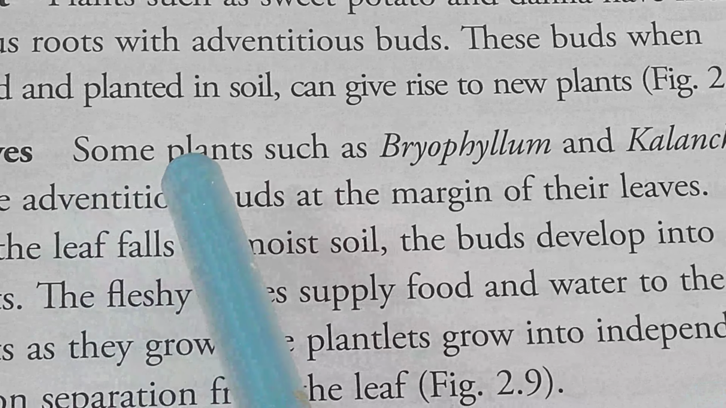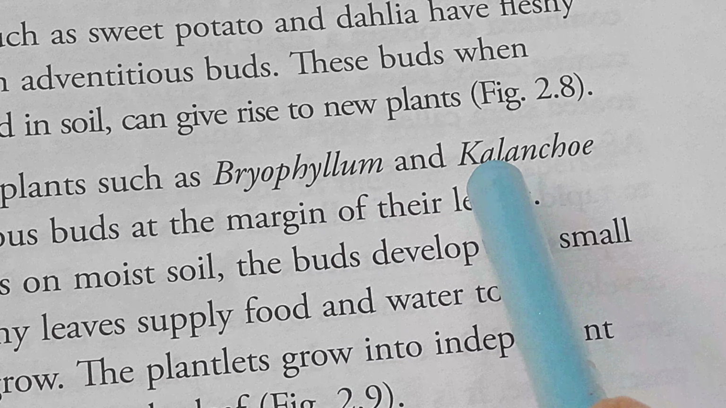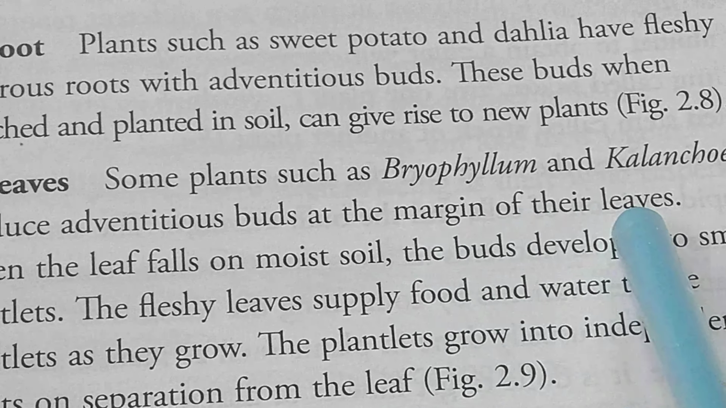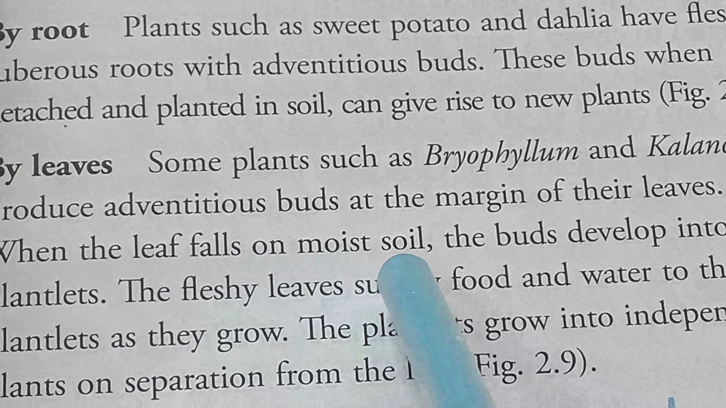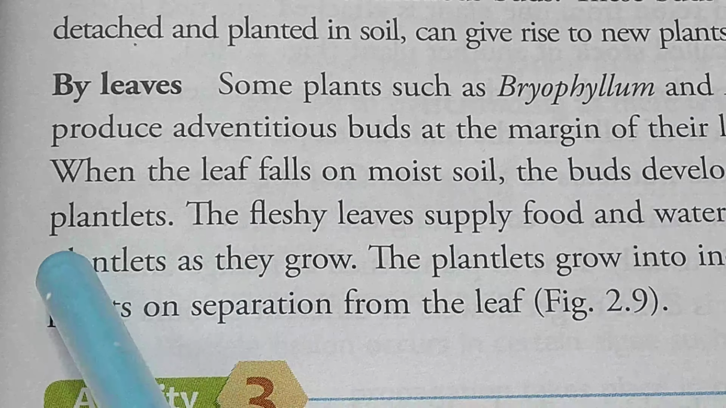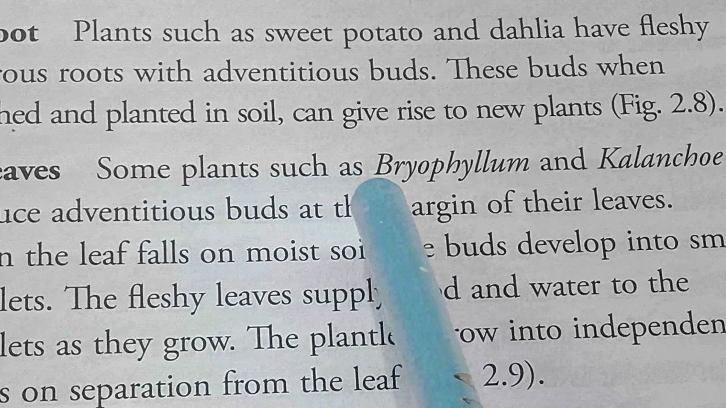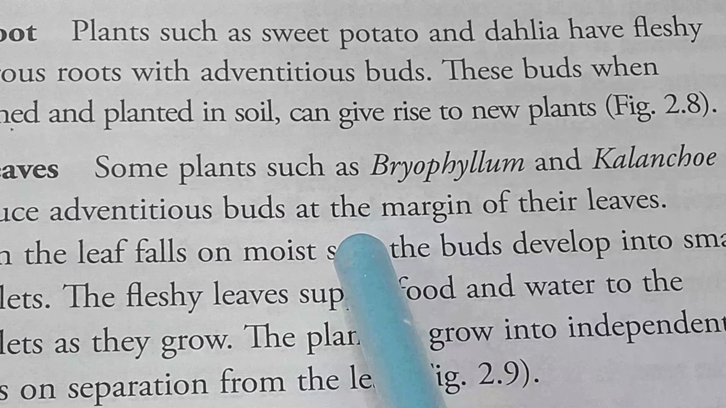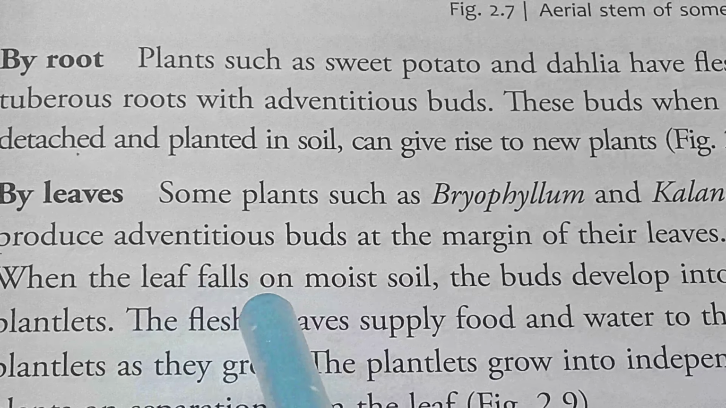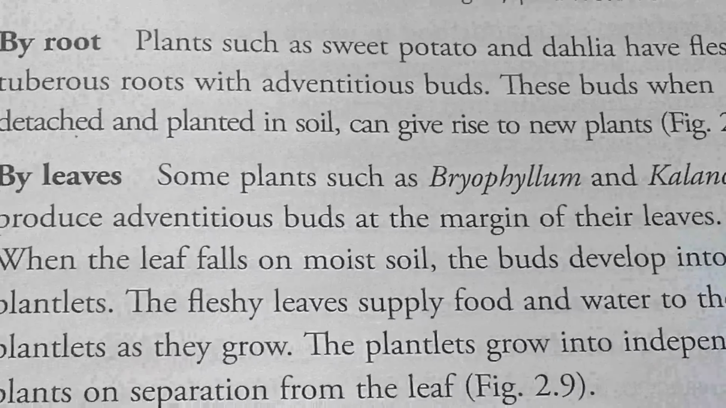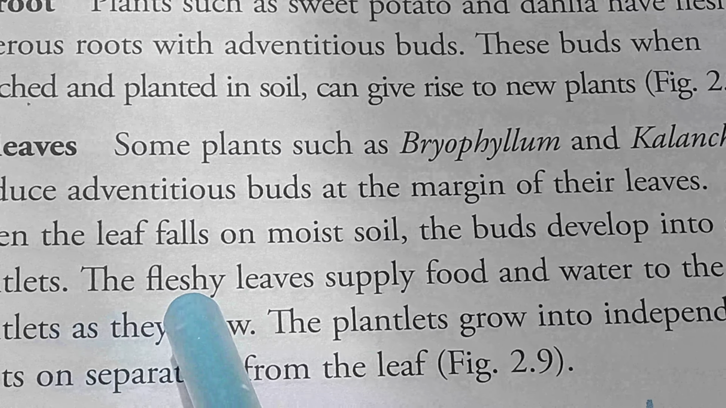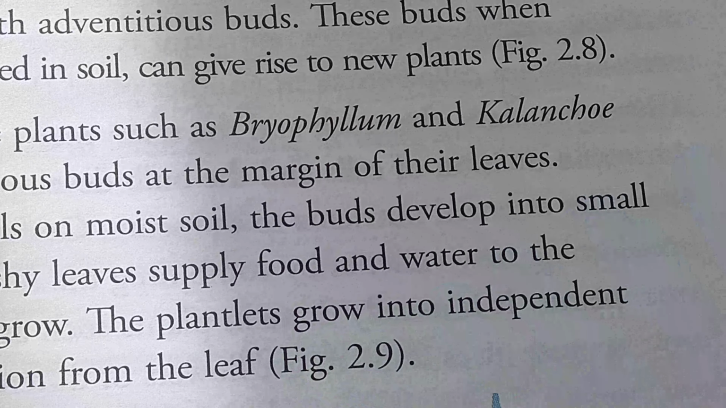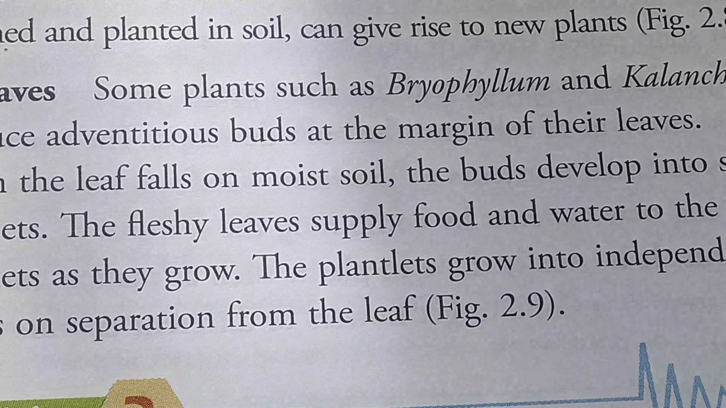By leaves, some plants such as bryophyllum and kalanchoe produce adventitious buds at the margin of their leaves. When the leaf falls on the moist soil, the buds develop into small plantlets. मतलब in case of bryophyllum and kalanchoe, they produce adventitious buds at the margin of their leaves. Then when the leaves fall on the moist soil, the buds develop into new small plantlets. The fleshy leaves supply food and water to the plantlets as they grow. The plantlets grow into independent plants on the separation from the leaves.